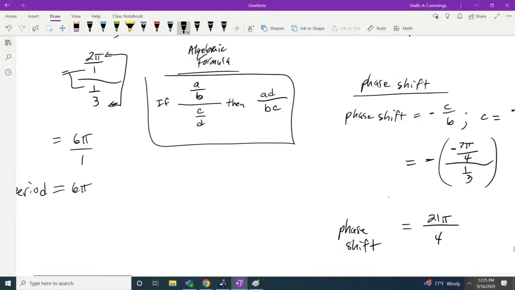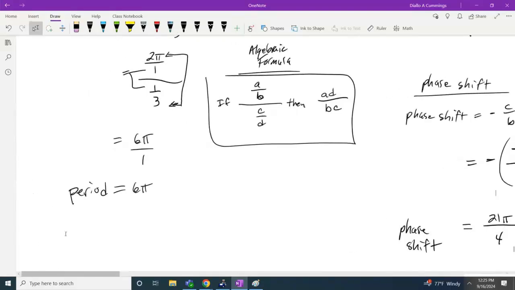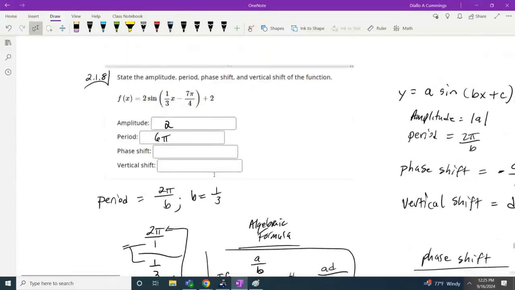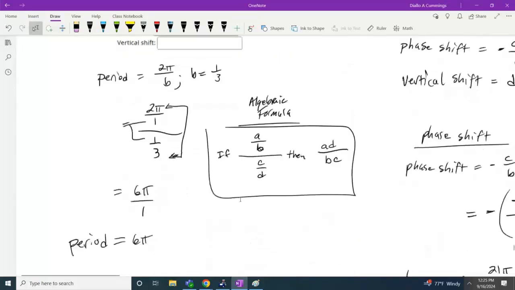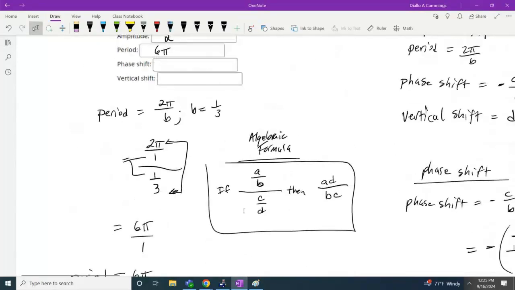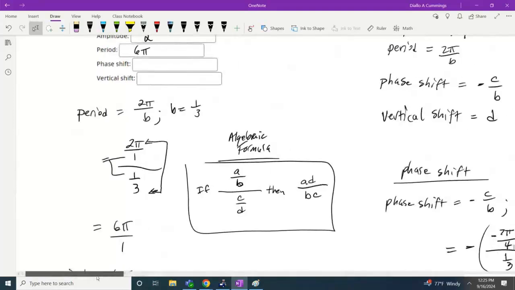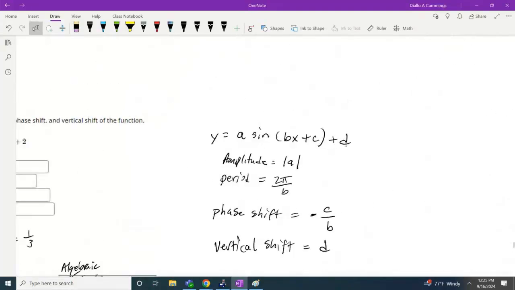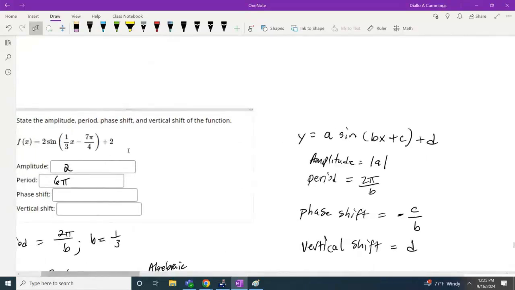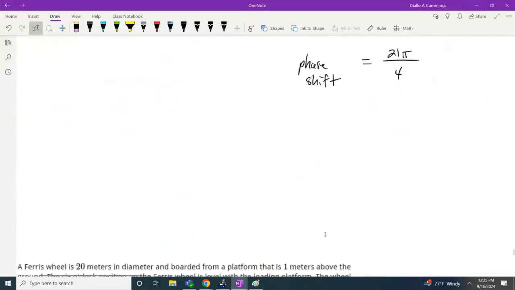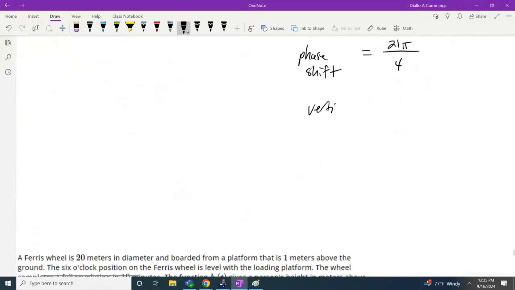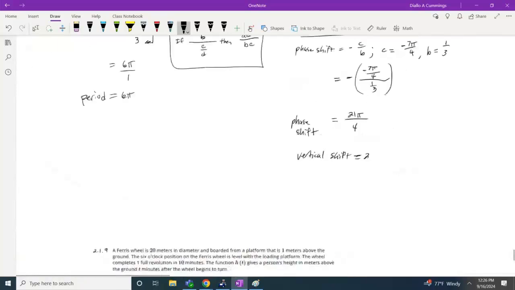Okay, all right, and then last, what is the vertical shift? Well, we take a look at our formula. That's right. The vertical shift is just going to be that constant on the end. So our vertical shift is 2 units up. Right. So the vertical shift is 2. All right. Any questions about that one?